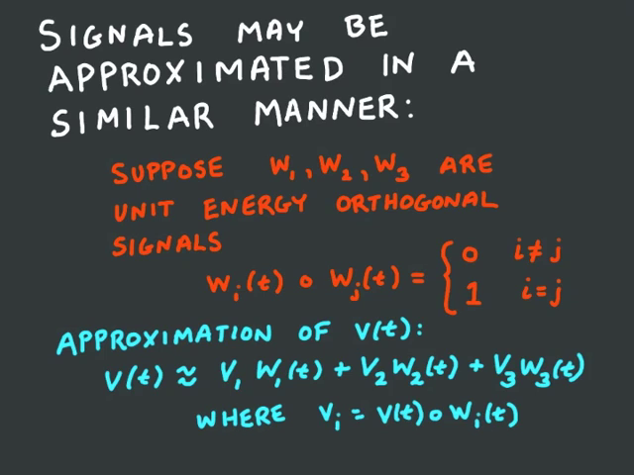In this case, we can use this set of orthonormal signal vectors to approximate v(t) in the following fashion. We'll say v(t) is v1 w1 plus v2 w2 plus v3 w3, where v1, v2, and v3 are our components of the signal v in the direction of signals w1, w2, and w3. And we can find those components, v1, v2, and v3, by taking the circle product of v with w1, w2, and w3.